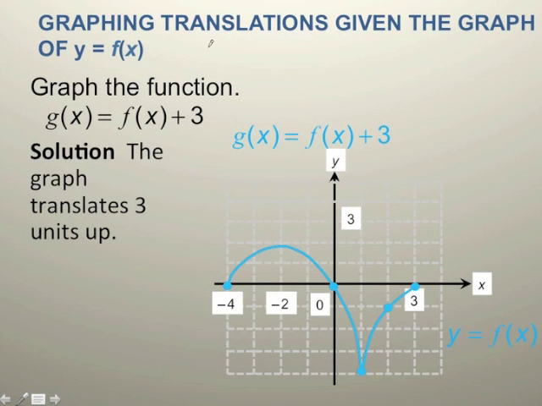Now here we have the basic function f of x, and that's the one that's graphed here in blue. But what will adding 3 do to it? Well, it will move it up. So it'll move this point up 3 spaces, this point up 3 spaces, and so on. It will look like this. It moves the whole thing up 3 spaces.